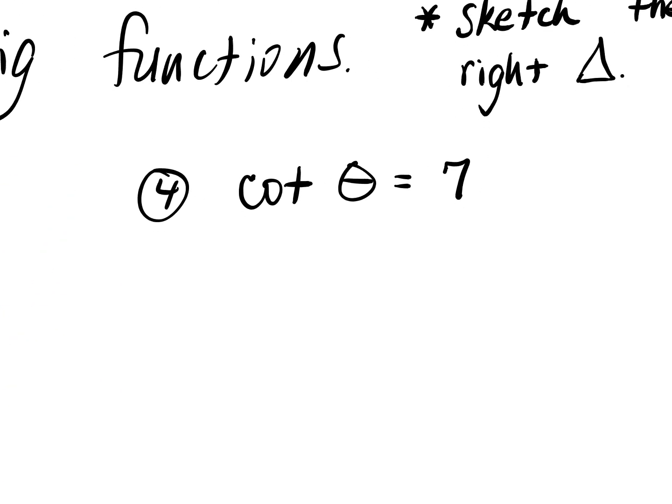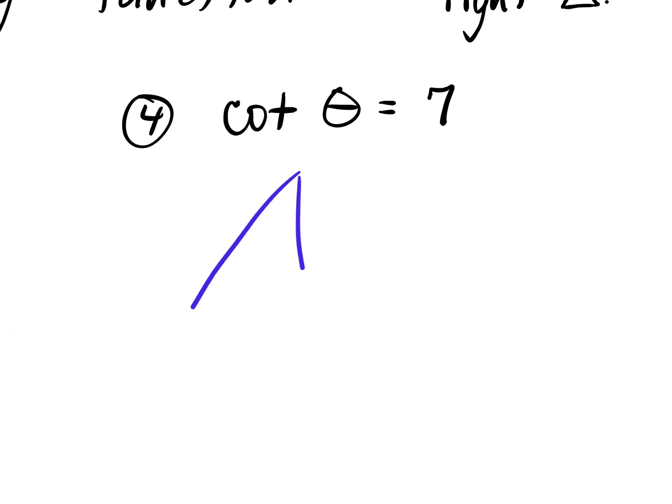But given cotangent, okay, I'm going to draw my triangle. Here's my theta. What did they give me with the cotangent being 7? First of all, if it's a whole number, I know it's over what? Okay, they gave me 2 numerical values. What is cotangent the reciprocal of? Tangent? Okay, so tangent, guys, is opposite over adjacent.